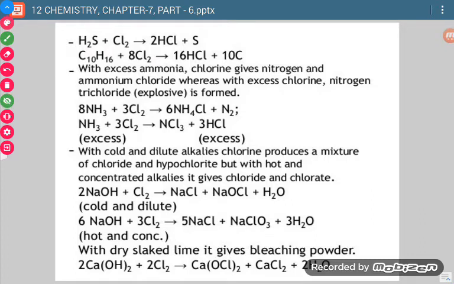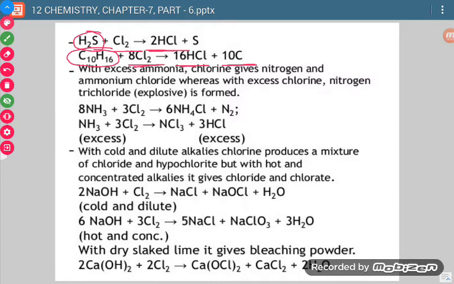Now see, if we take hydrogen sulfide gas and chlorine is made to react with this, then there is formation of hydrochloric acid. Similarly, if a hydrocarbon is taken, then there is formation of HCl and carbon goes out. With excess of ammonia, chlorine gives nitrogen and ammonium chloride, whereas with excess chlorine, nitrogen trichloride is formed.